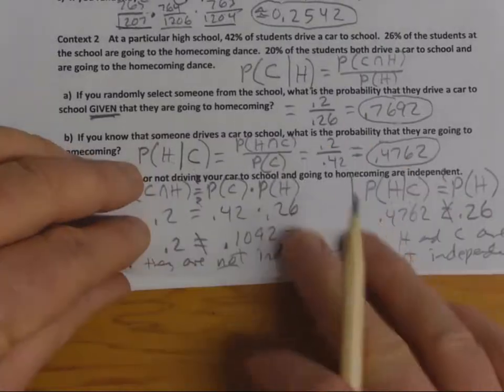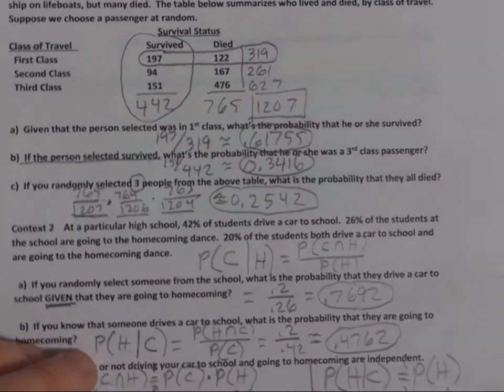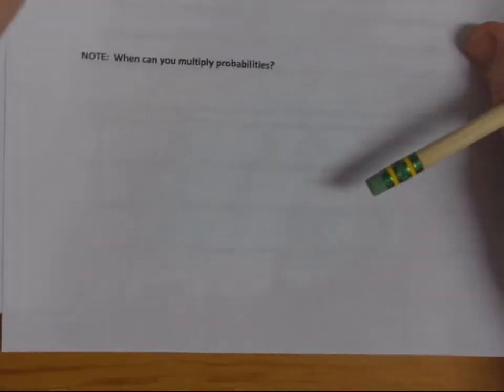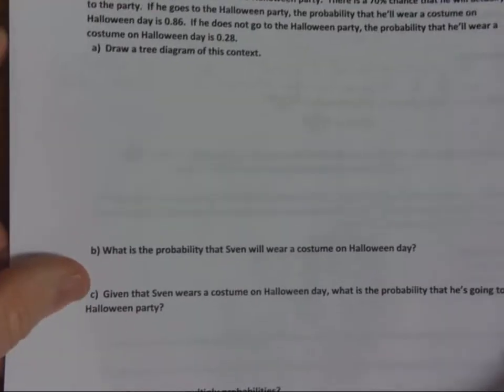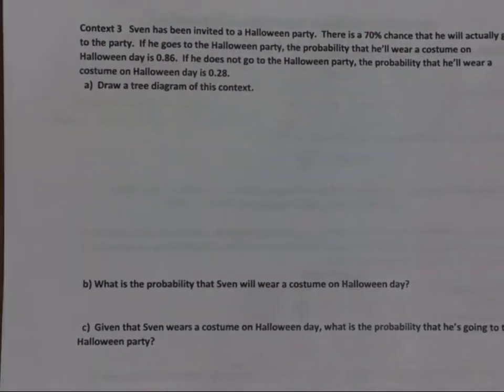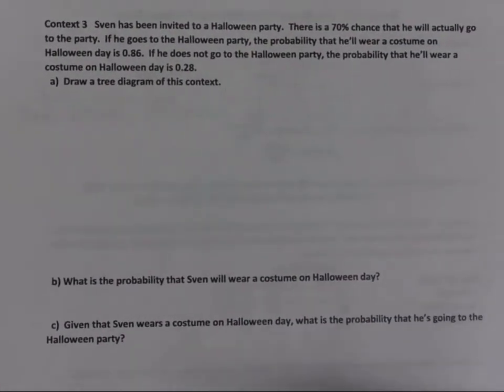So that is that sort of problem using the formulas for conditionals. Okay, then we have a popular sort of problem, which is a tree diagram problem.